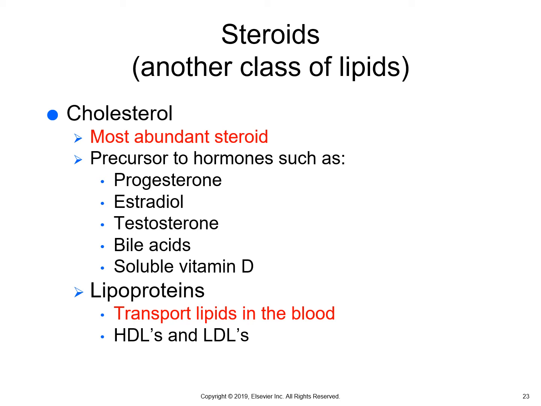There are lipoproteins in our body that help transport the cholesterol through our blood. We've got high-density lipoproteins and low-density lipoproteins. High-density lipoproteins are desirable. The more high-density lipoproteins we have, the better. They are higher in protein and lower in fat, whereas low-density lipoproteins, I always remember, are lousy, and they are higher in fat and lower in protein.